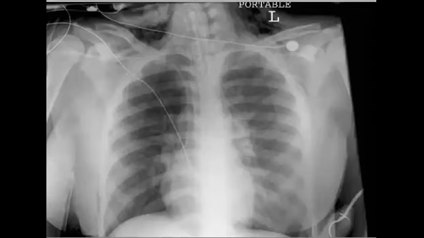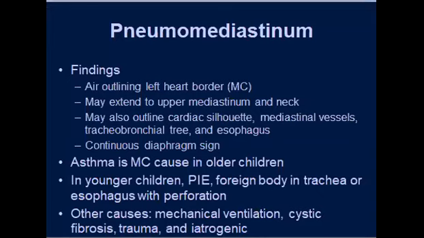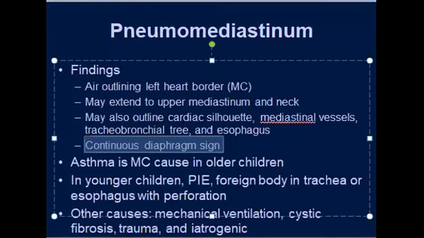Okay, so this one was pneumomediastinum. You find air lucency outlining the left heart border, extending to the upper mediastinum, and the continuous diaphragm sign, we saw it before. Yes, it happens in the older child. It can be in the young child, maybe a foreign body in the trachea or esophagus, maybe perforation of the esophagus.